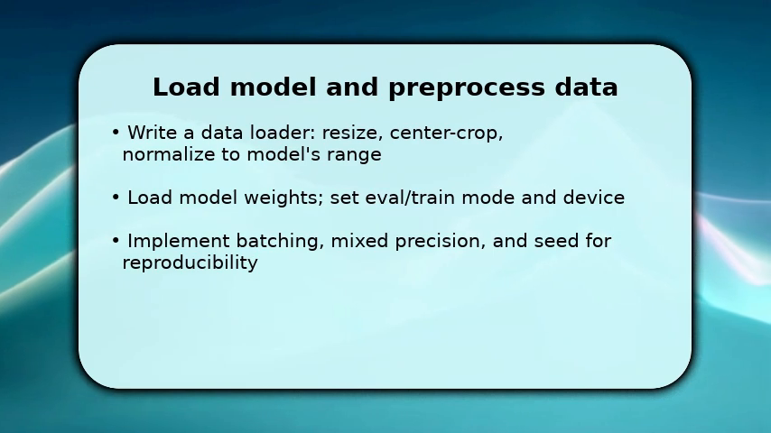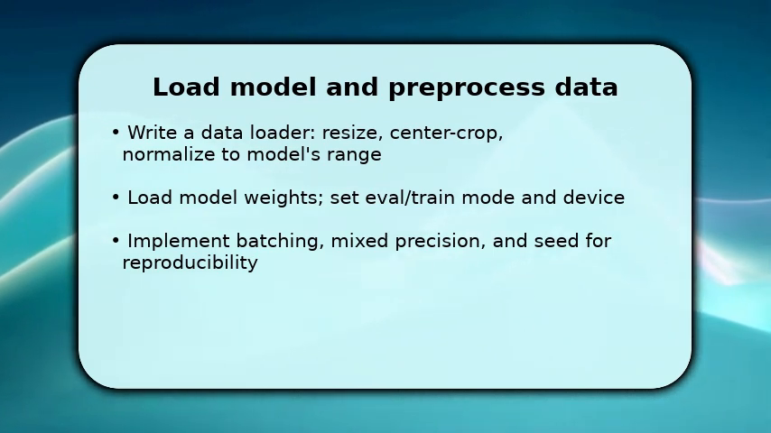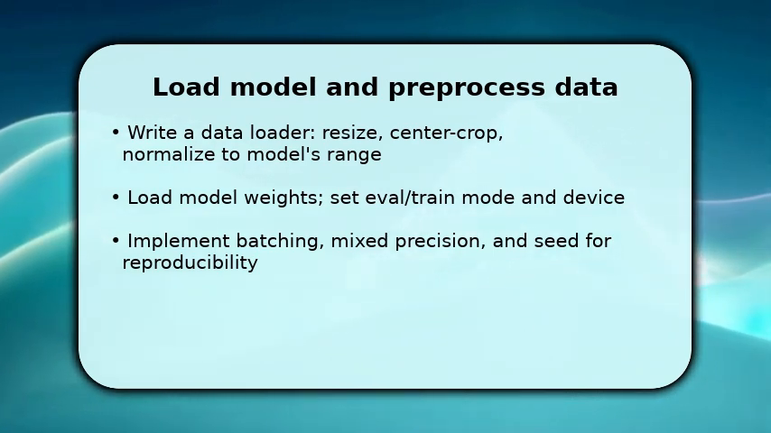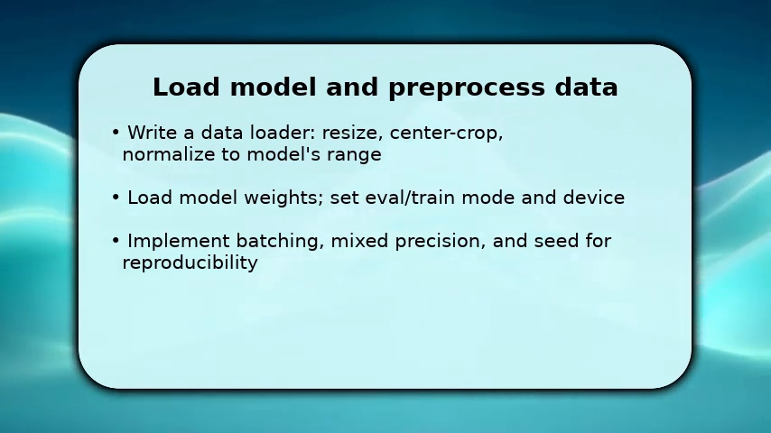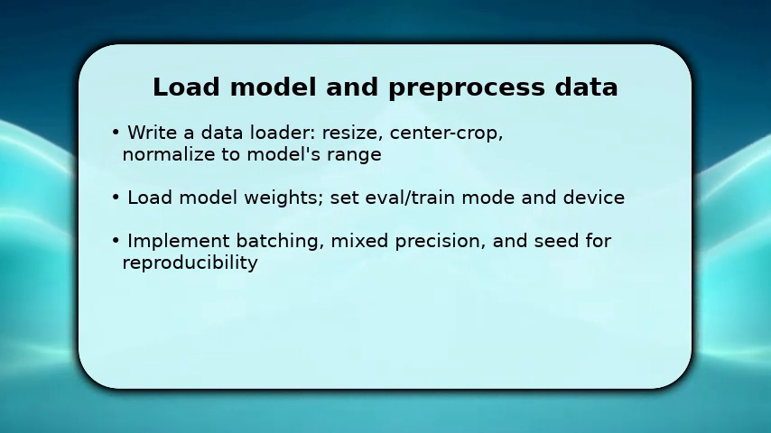depending on your intent. To accelerate and stabilize, use batching and mixed precision where supported, and fix random seeds for reproducible outputs. Make sure your training loop computes losses and optimizes only intended parameters.